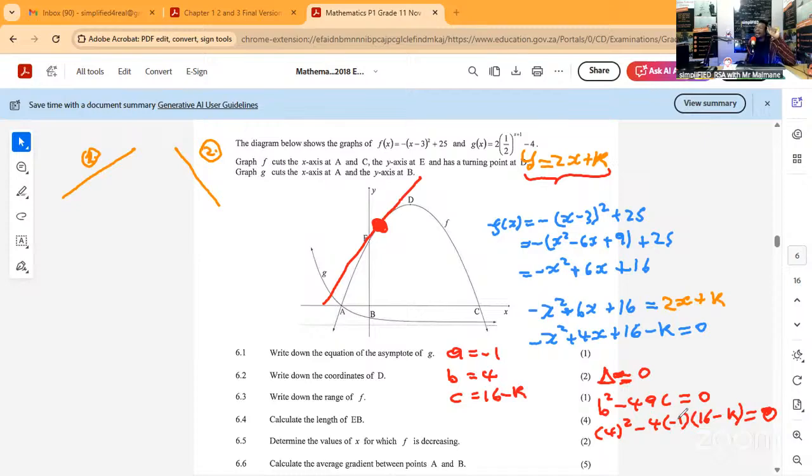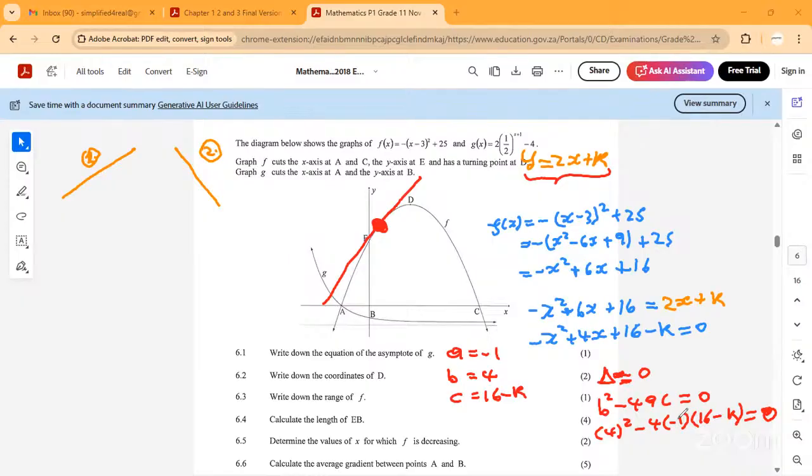So for k, I got... before I share my value, has anyone finished yet? Kanya also got the same one, eh? Yes. Okay.